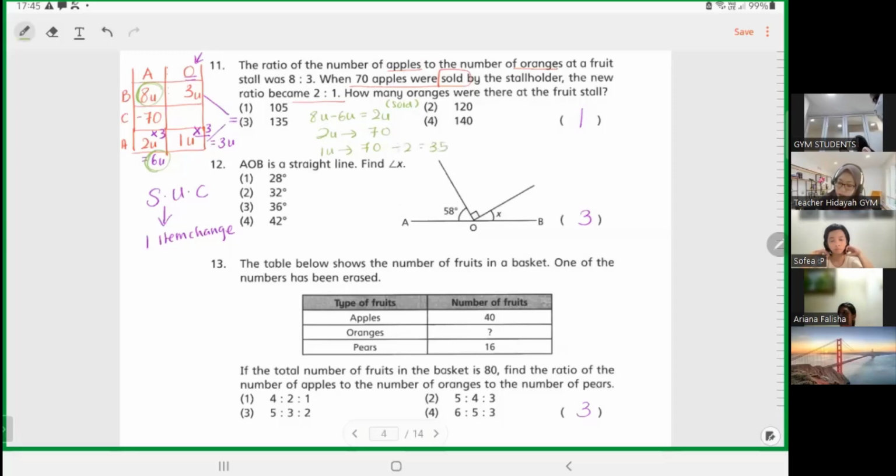How many oranges were there at the fruit stall? Oranges is 3 units, right? So we want to find 3 units, which is 35 times 3. Answer is 105. Answer is number 1. Very good. Okay. Next one.